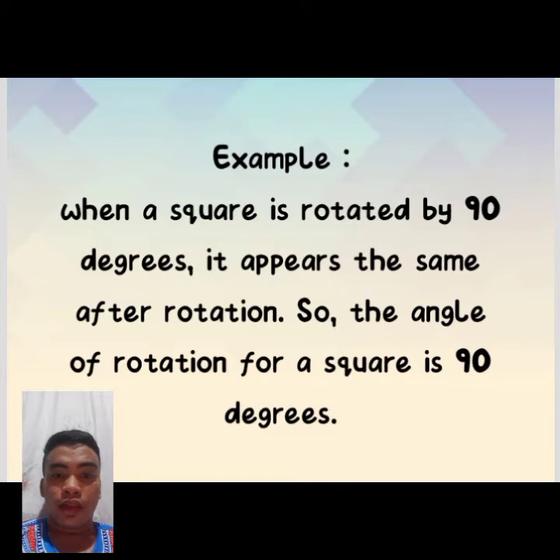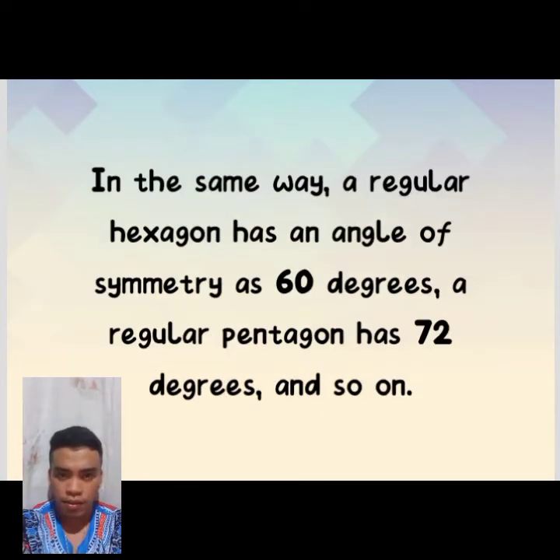Kay, same angle lang man siya, bisag i-tuyo ko nimo siya or bali-balikon gihapon for side at 90 degrees. A hexagon has an angle of symmetry at 60 degrees. A regular pentagon has 72 degrees, and so on.